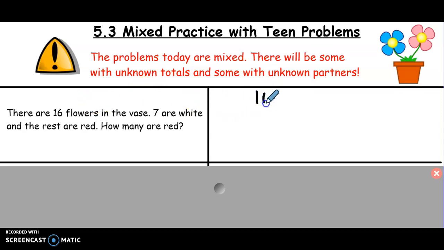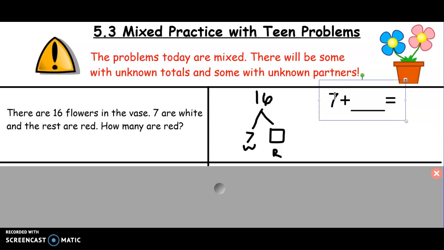So 16 total. All right, that's one thing important to know. We have our white flowers, which we know that there are 7 of them. And the unknown part, we are looking for the red flowers, okay? And I'm sure you friends can figure it out from here. Grab the 7 in your hand, get up to 16. There's also the equation that you could write, which would be 7 plus unknown equals 16. Okay, and remember your label will be red flowers.